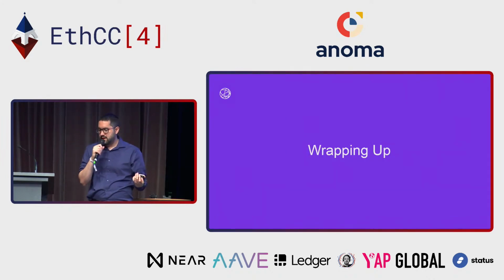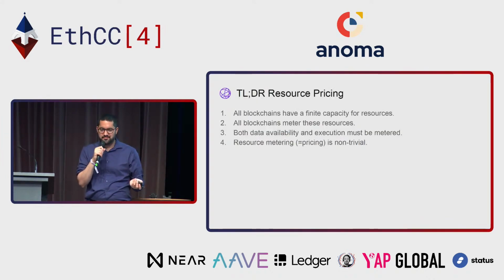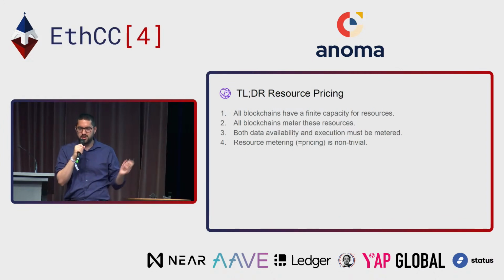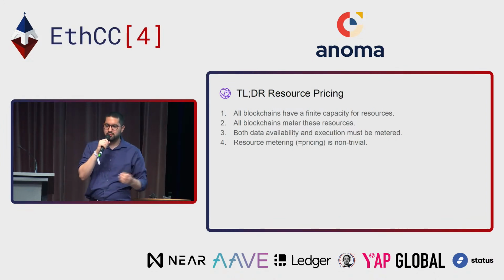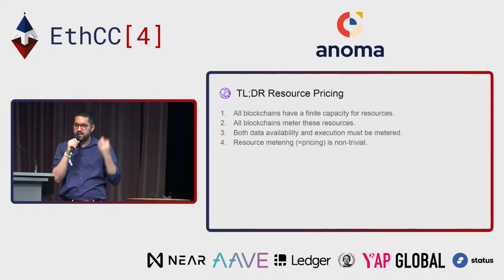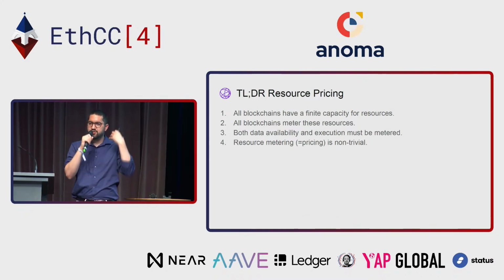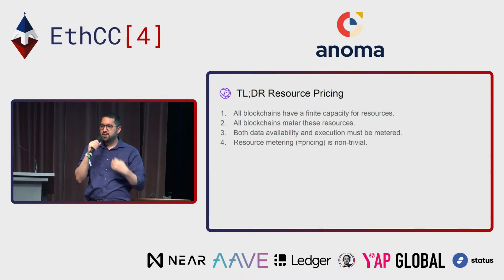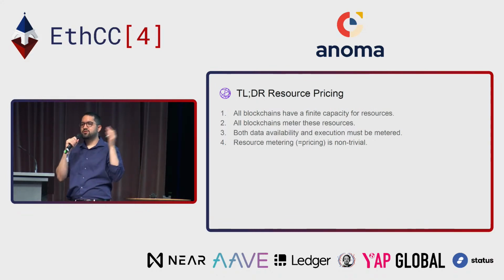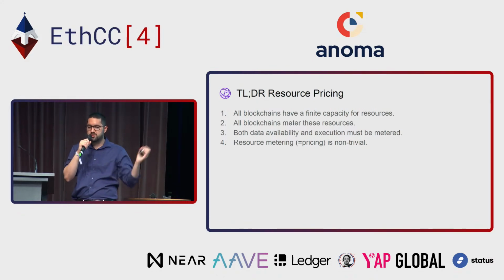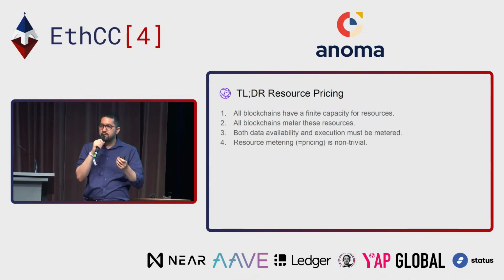Okay, so wrapping up, 2 more slides, just on time. The TLDR resource pricing, all decentralized blockchains have a finite capacity for resources. This is like the notion of decentralization. We all come together and we socially coordinate and say, okay, this blockchain will consume this much resources. It would cost this much to run a full node. So all blockchains need to meter those resources in some way. No exception. Decentralized blockchains.